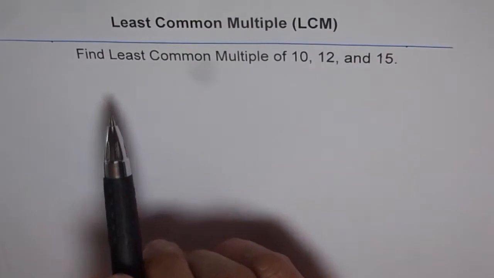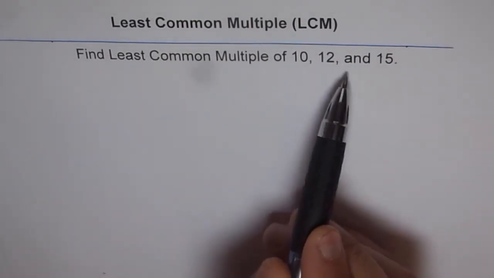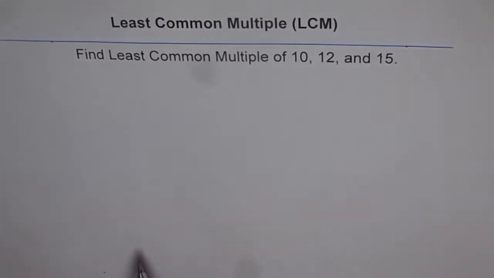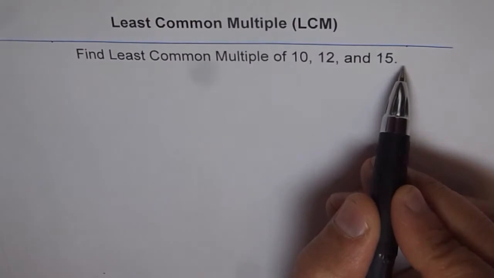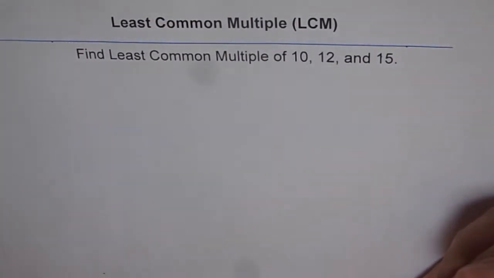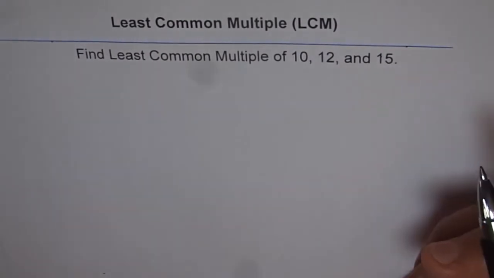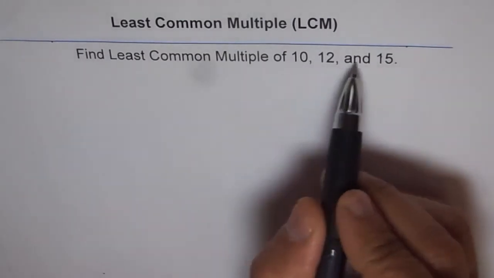So when the question is find the least common multiple of 10, 12 and 15, it means we need to list multiples of these numbers, find out the common multiples and figure out the lowest one. So these are the steps involved. Let's do step number 1, that is writing multiples of these numbers.